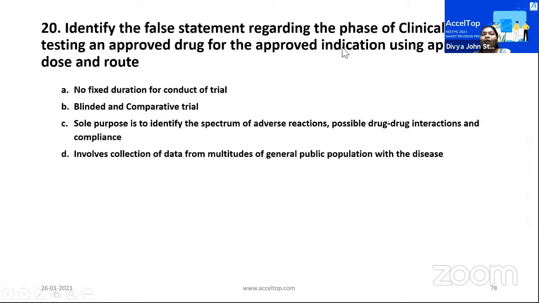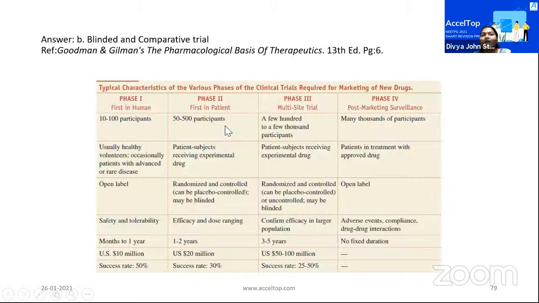Okay, so you already know it is an approved drug. So once it is in the market, you already know that the drug is given for that particular purpose and that dose. So it is not essentially a blinded or a comparative trial, right? So that is the answer to this. Okay. So typical characteristics of various phases of trials is important. They keep asking question after question in different ways on this. Okay. So let's just see again.